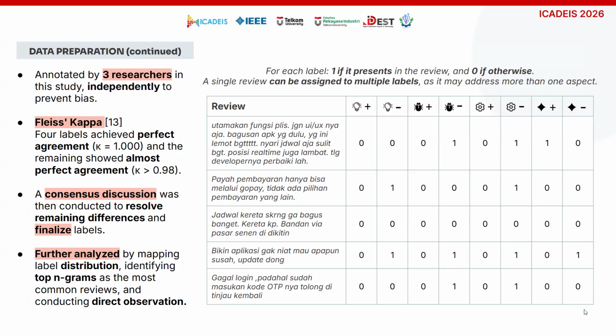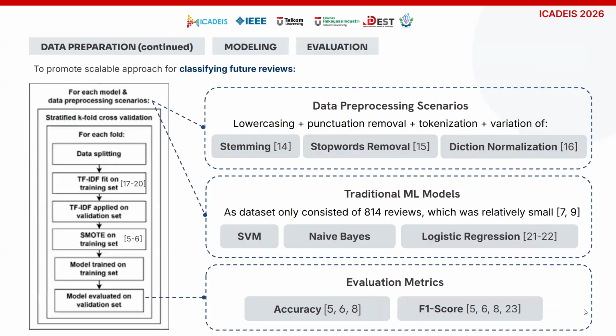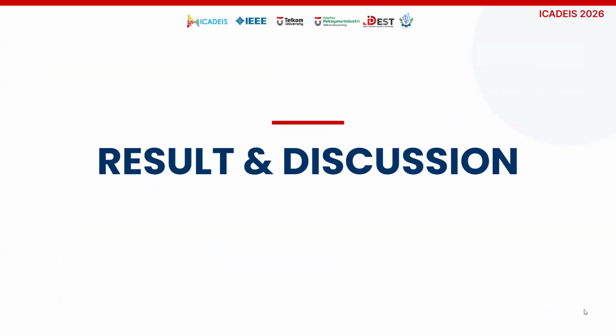Then this whole labeling result is further analyzed by making the label distribution, getting the top n-grams from the most common reviews, and conducting direct observation of them. Furthermore, to promote a scalable approach for classifying future reviews, we also experimented with some traditional machine learning models such as SVM and logistic regression. Some of the important scenarios that we experimented with were stemming, stopword removal, and normalization. As for the evaluation metrics, we use accuracy and F1 score. Okay, moving on to the results and discussion.